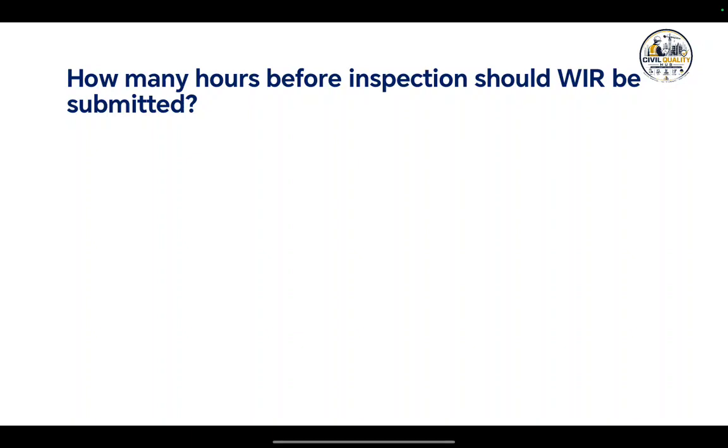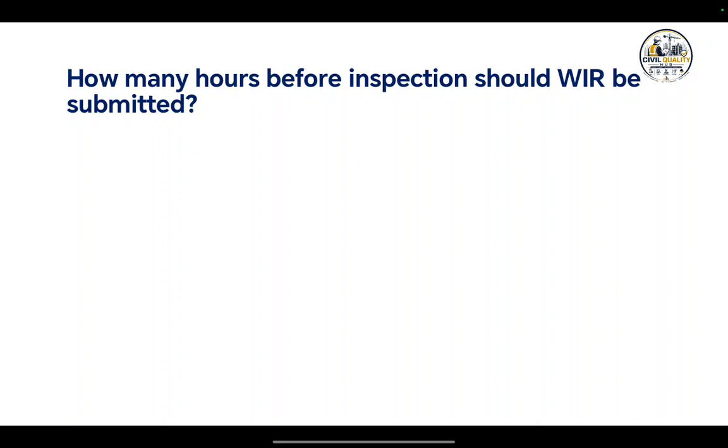Before going to the next topic, I forgot to inform you about ISO, which I said at the start of the video that I will discuss: which ISO clause mentions WIR. The main thing is, ISO 9001:2015 never specifically mentions the term WIR. Instead, ISO requires organizations to control inspection and maintain quality records. I will tell you the most relevant clauses related to this.